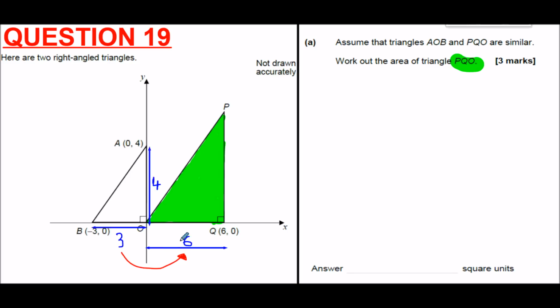6 divided by 3 is 2. In plain English, the big one is twice as big as the small one. So the base of the small one is 3, the base of PQO is 6. In the same way, if the base of the green one is twice as big, and it's mathematically similar, the height of it will also be twice as big as the height of the small one.